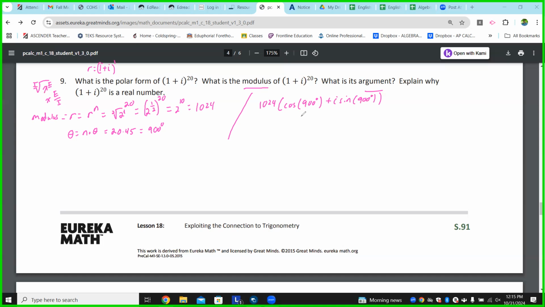So here's my best advice to you. If you have something less than 0 or larger than 360, just subtract 360 until you get a number between 0 and 360. So what's 900 minus 360? Not 720. 540. All right. 540 is still not between.